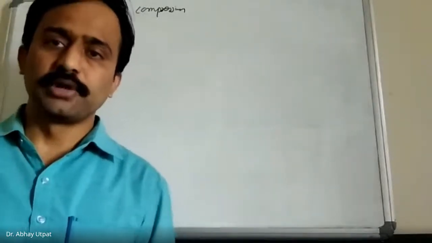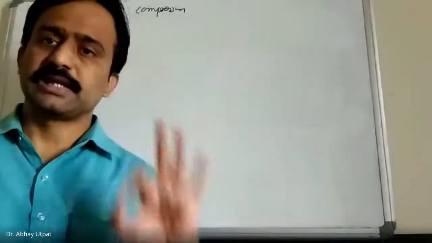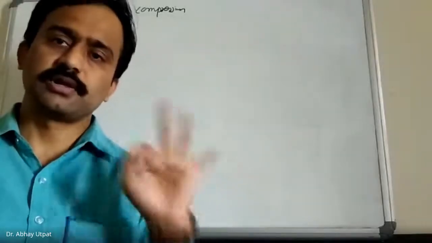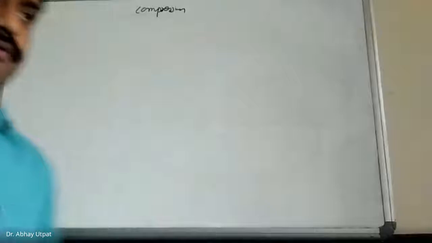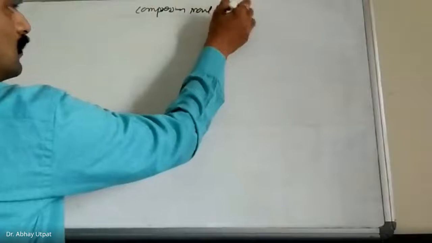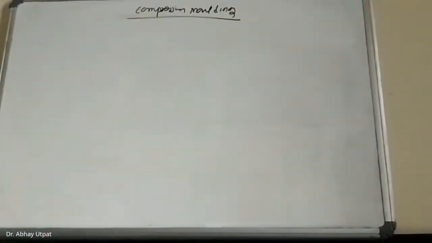In the blow molding process, there are 3 types. First one is injection blow mold. Second one is extrusion blow mold. And third one is stretch blow mold. So today we are going to see the compression molding process. Now, the compression molding process is usually used for thermosets.